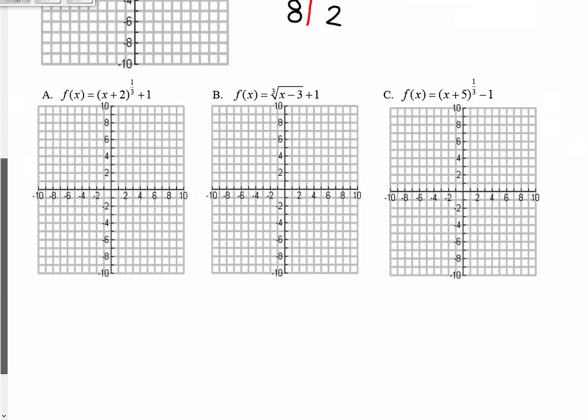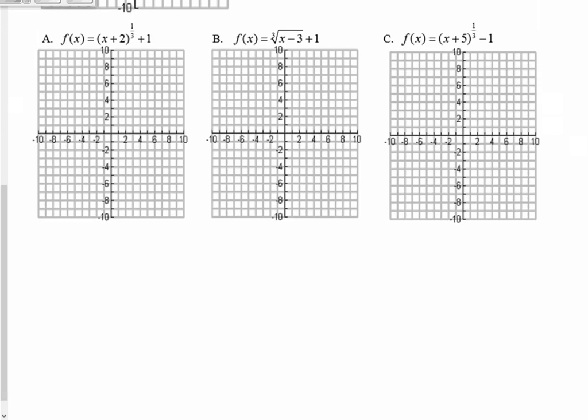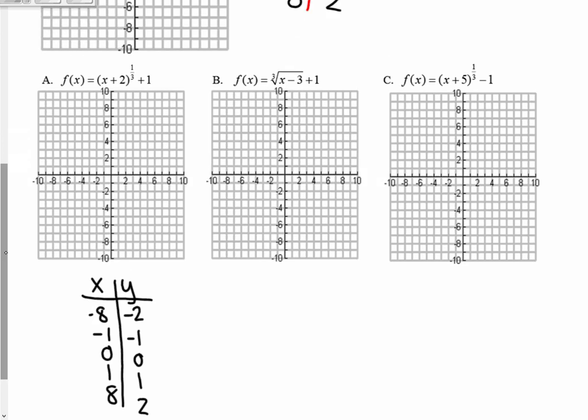When I go down to A here, I'm going to continue to use my same x, y table. So I'm going to continue to start with -8, -1, 0, 1, and 8. The cube roots of those were -2, -1, 0, 1, and 2. From there, I'm going to look at my function. So we know everything like it was with the quadratics, like it was with our square roots. Everything inside the parentheses is always a horizontal transformation, and we always want to think the opposite.